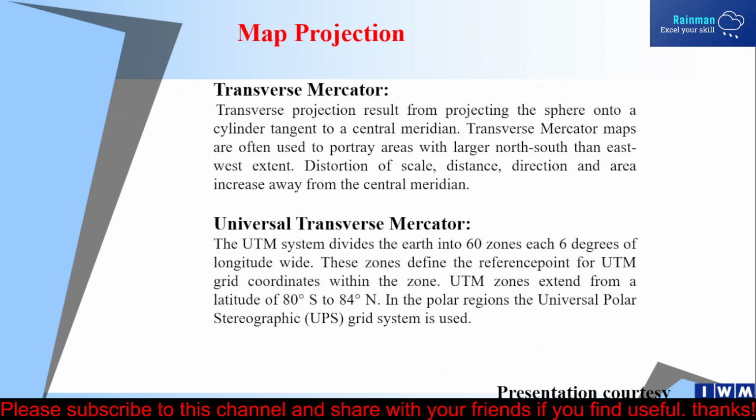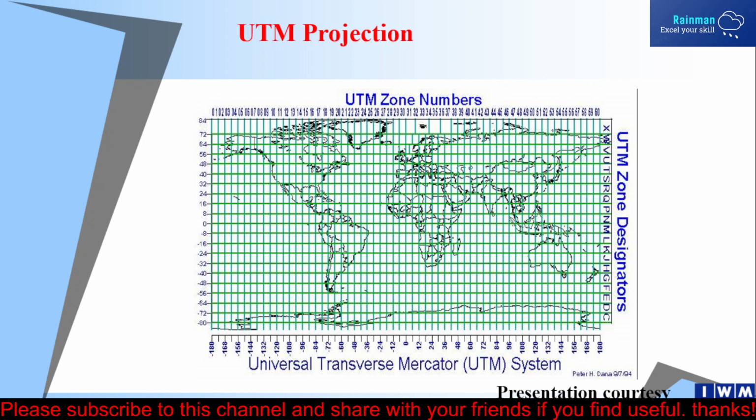There are different types of projection, as I mentioned earlier. There are Transverse Mercator and Universal Transverse Mercator. Universal Transverse Mercator is the most popular projection system, which in short is called the UTM coordinate system. I will discuss UTM in a later slide. See, this is my UTM zone actually.